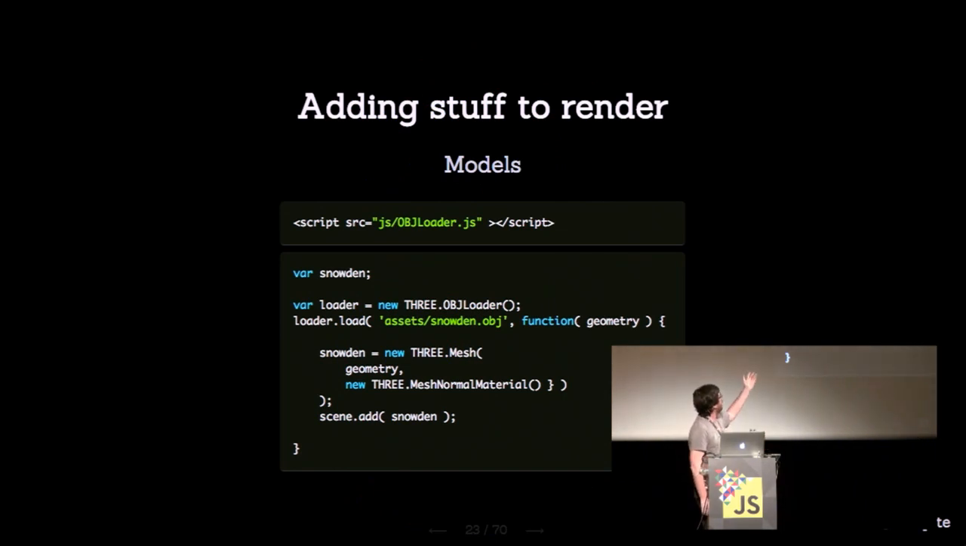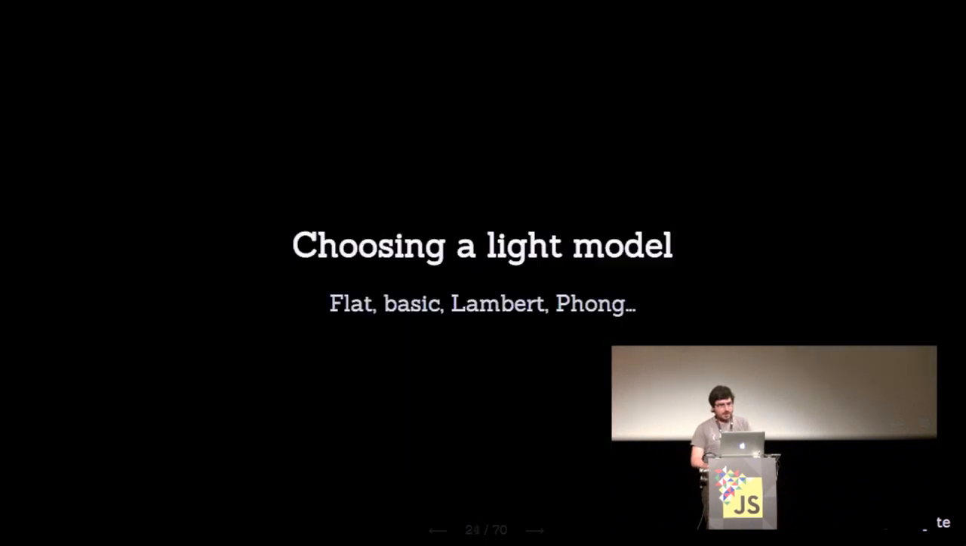So loading a model, same thing. It's basically you instantiate an object loader or an STL loader, depending on the format that you're going to be using. Provide the file you want to load, and you've got an asynchronous callback with the geometry. So again, you create your mesh with a geometry and material, put it on your scene. It's taken care of.